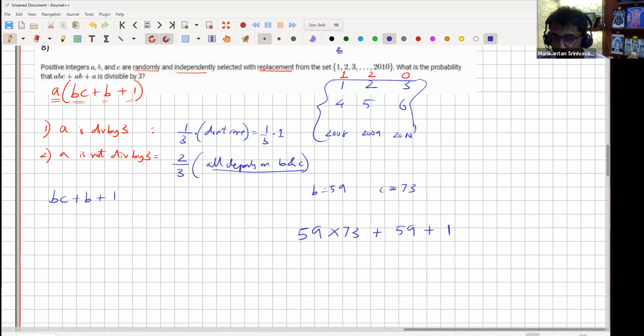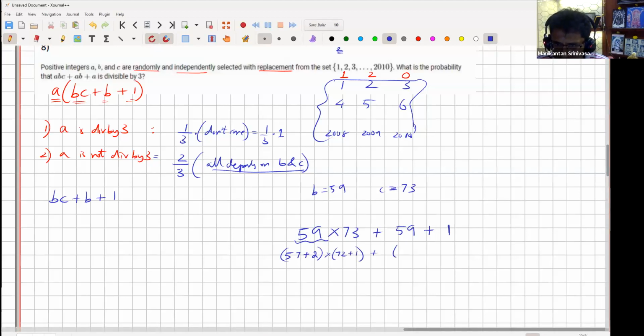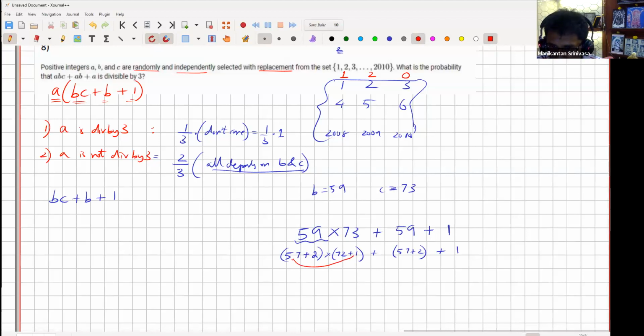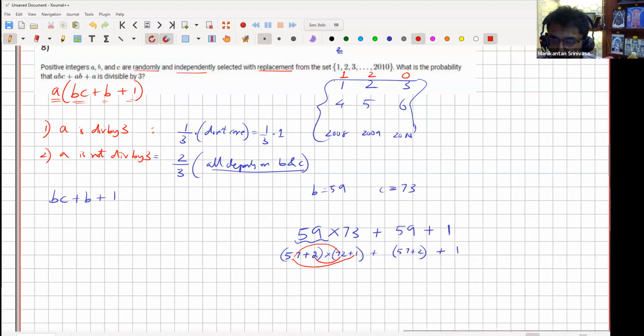If I look at this expression BC plus B plus 1, all I care about is that each number is some multiple of 3 plus some remainder. 59 is 57 plus 2, 57 being a multiple of 3. And 73 is 72 plus 1. As far as remainder is concerned, 57 times 1 will not leave any remainder. 57 times 72 will also not leave a remainder. 72 times 2 will also not leave a remainder. The only thing that will leave a remainder is the combination of 2 times 1.